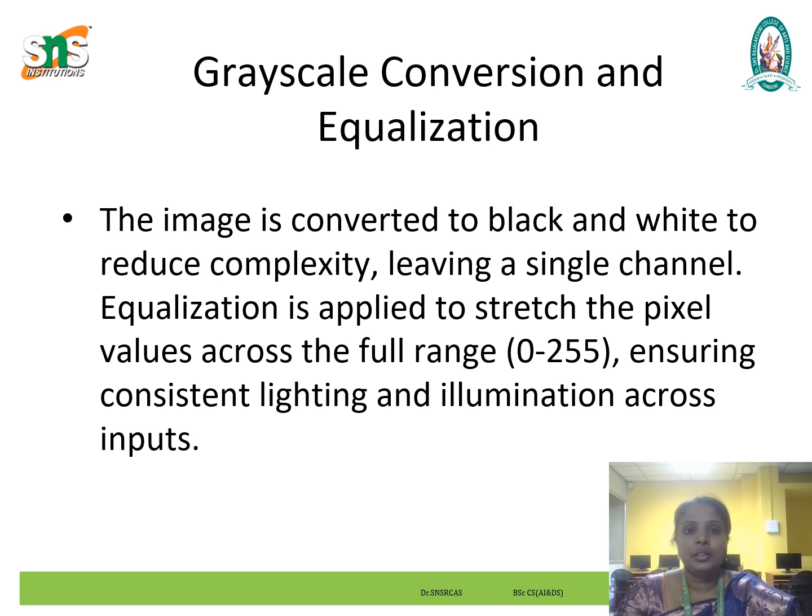Next, equalization is applied to the grayscale image to enhance contrast and ensure consistent illumination across input. This process stretches the pixel values across the full range of 0 to 255, making the darker areas more visible and the brighter areas less overexposed. Equalization compensates for varying lighting conditions, ensuring that important features in the image remain prominent regardless of the original lighting. Together, grayscale conversion and equalization standardize the input images, making them simpler and more uniform for the neural network to process effectively.